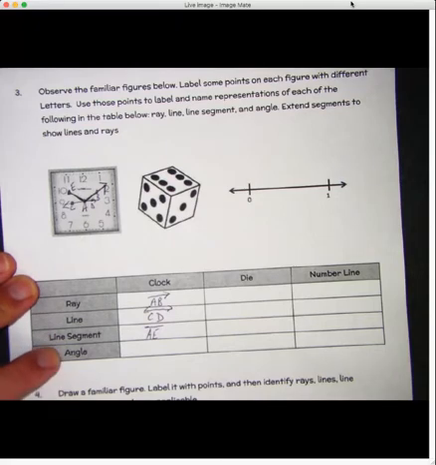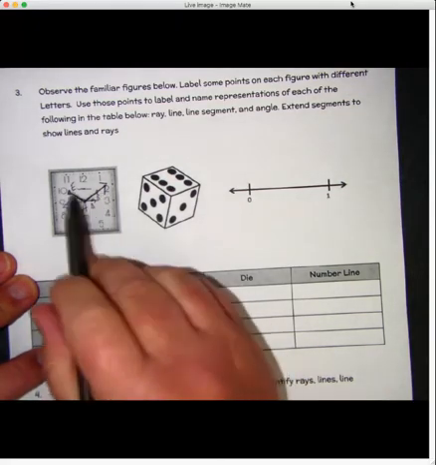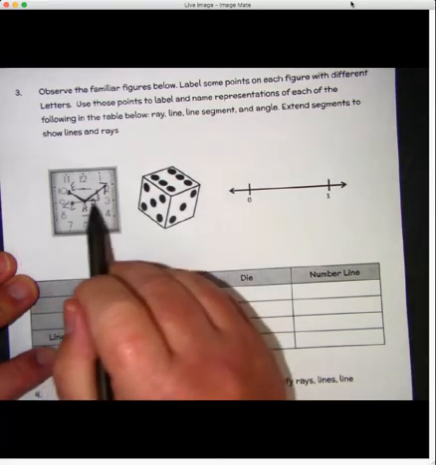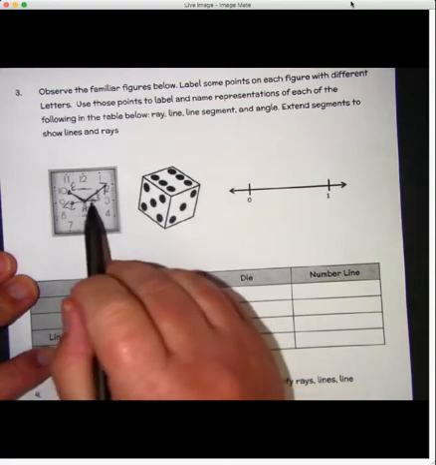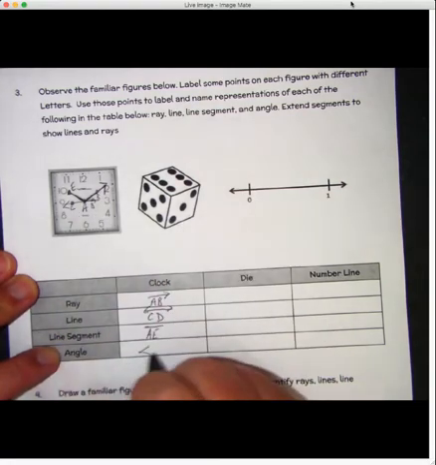And then angle. Okay. Well, we've got an angle. Nope, that's not an angle. We've got an angle right here. We've got BAD. Angle BAD.